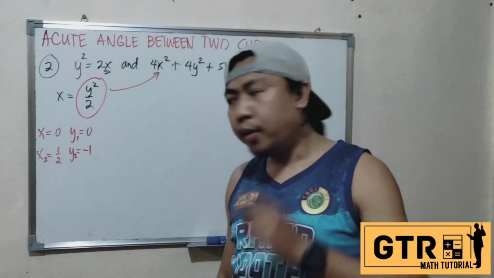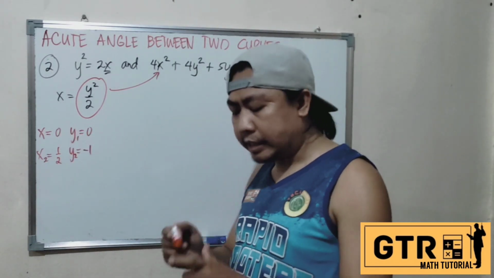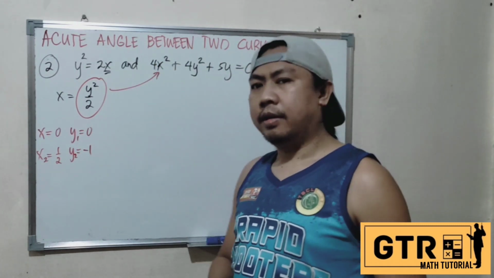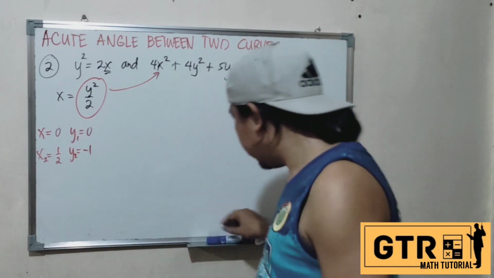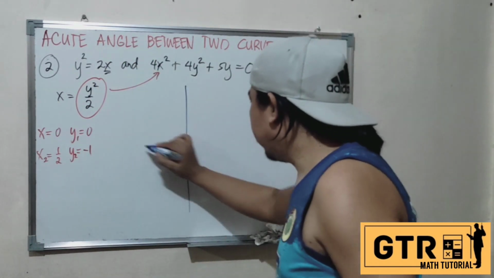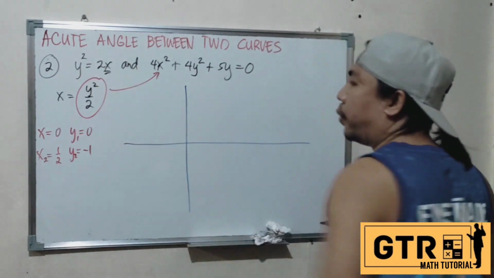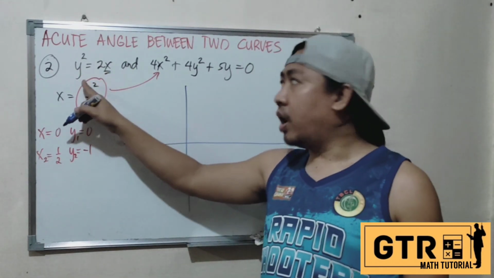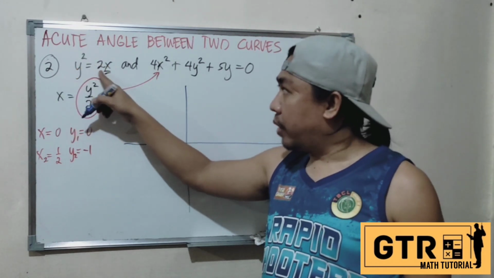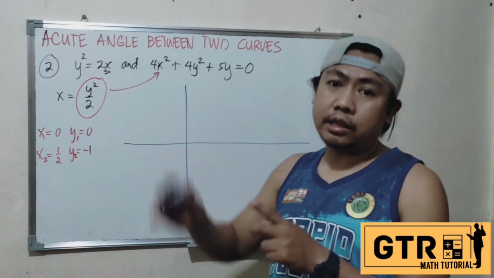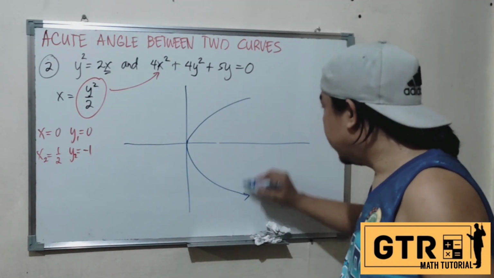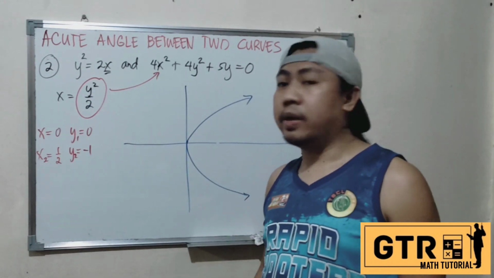Okay, so therefore we have 2 points of intersection. But we are only looking for the acute angle, so let's try to graph this. The graph of y squared equals 2x is a parabola since y is squared and we have 2x. So this is a parabola that opens to the right. This is the approximate graph of y squared equals 2x.